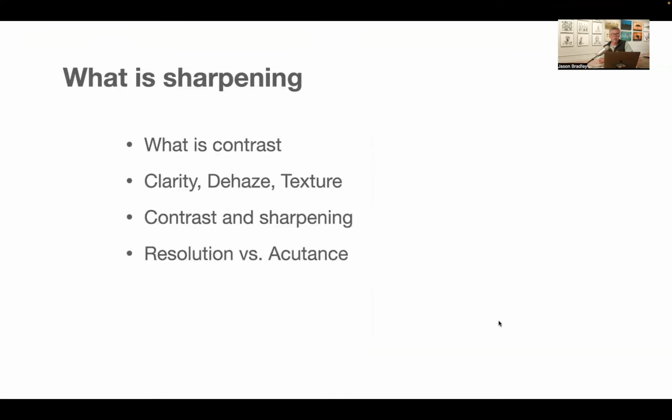Now there's, of course, two kinds of sharpening that I want to talk about. There's resolution versus acutance. And resolution is the technical approach to sharpening. And that has to do with the amount of pixels that we're dealing with, the resolution. Are we dealing with a small resolution image or a high resolution image?